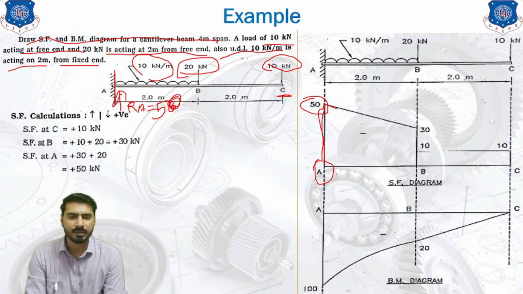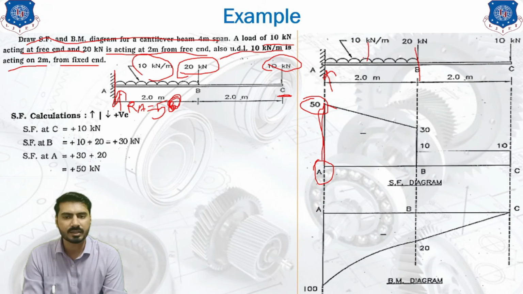So at point B, we are going to take one section. On the left hand side, 50 upward direction force and UDL downward direction force is acting. UDL value is nothing but 10 into 2, that is 20. So from 50, we are going to subtract 20 to get the final answer as 30. We are going to connect these 2 points with an inclined line.